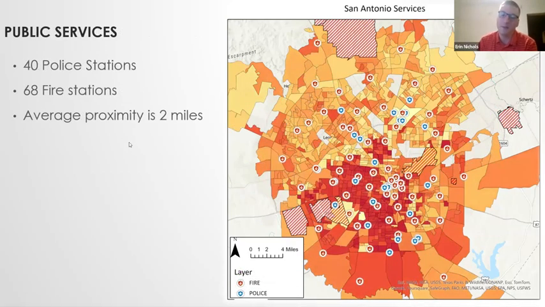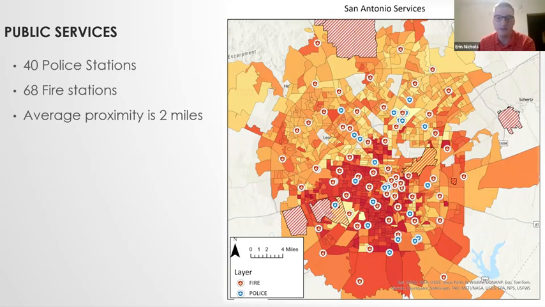I next moved on to public services, specifically police and fire stations. They're approximately 2 miles from residential areas, enhancing the sense of security and emergency responses. Average conditions with most essential services can be reached within a 10-minute drive.